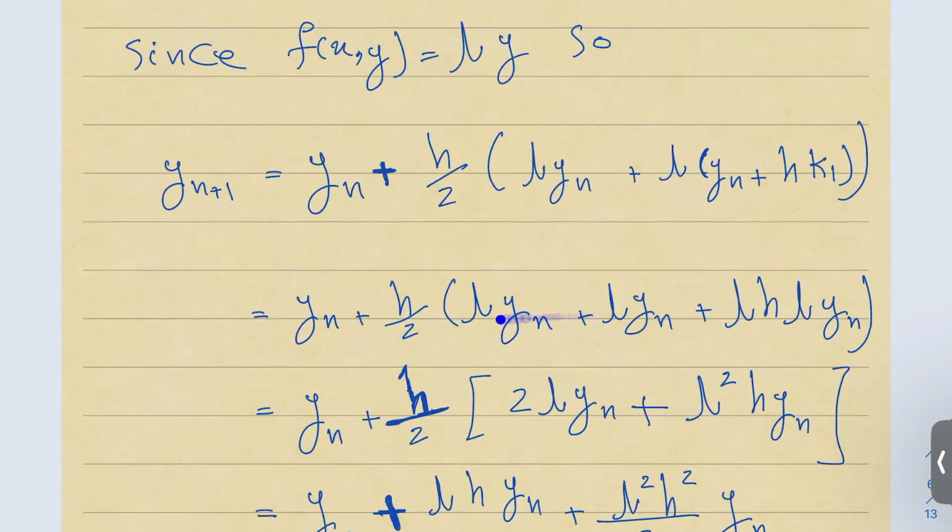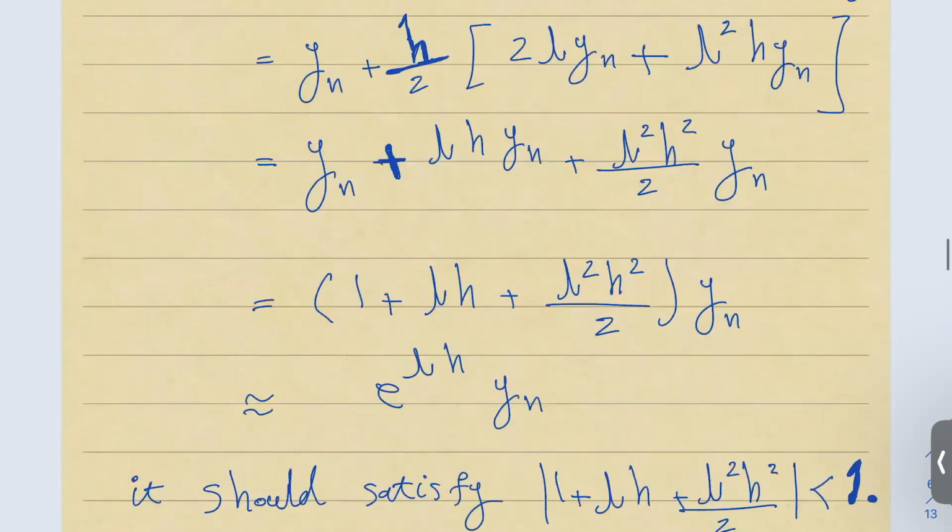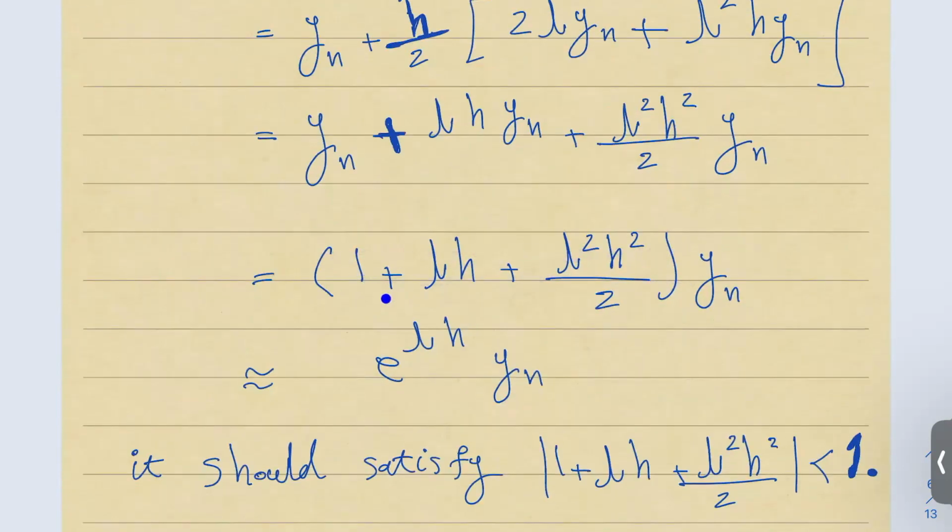So all of that has yn in common. After expanding and factorizing yn, I will get this parentheses. So from here, again, as in Euler's method, the absolute value of this guy should be less than 1. By the way, you can see that 1 plus h lambda, this guy, is e to the lambda h. It approximates this guy.